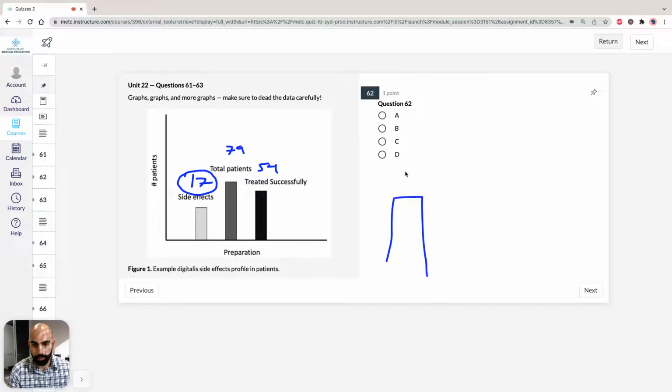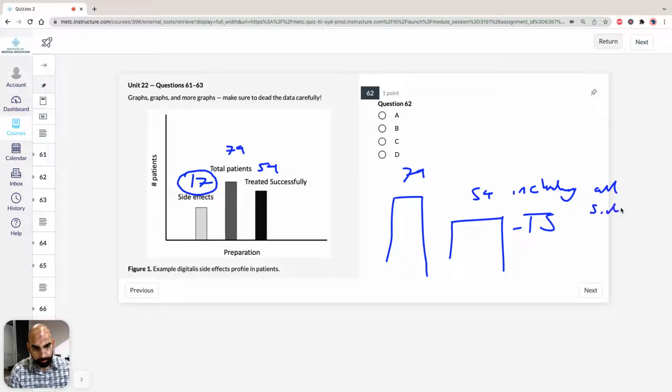at our total, 79 is our total, that means in our treated successfully group, TS, we've got 54, including all side effects. So whatever the difference is between this and this is going to be our answer for patients that had neither a successful treatment nor a side effect.